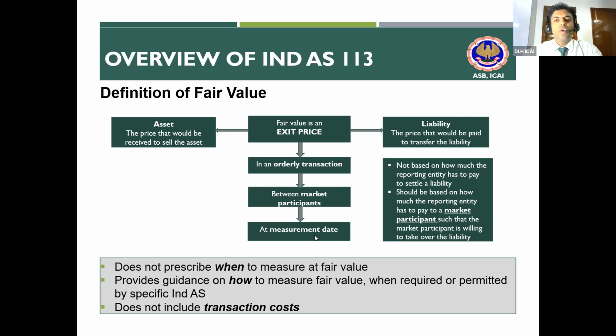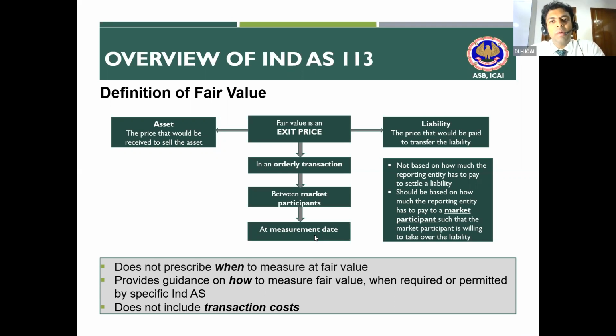So what does the standard say fair value is? Fair value is an exit price. That means you are exiting from a particular transaction. Fair value is an exit price in an orderly transaction between market participants at the measurement date. That means the price you will get by selling an asset, or the price you have to pay for transferring or assuming a liability, in an orderly transaction between market participants.